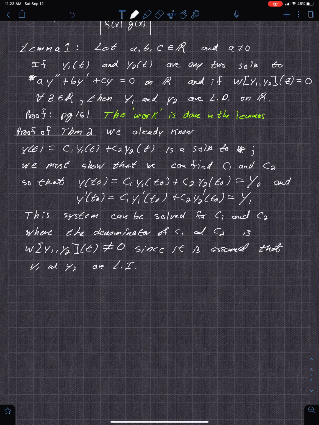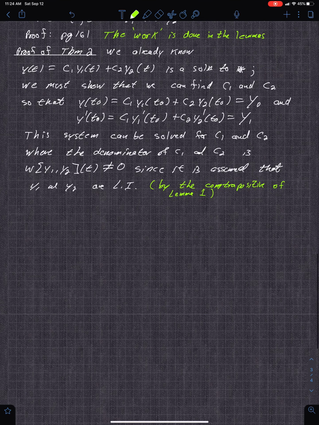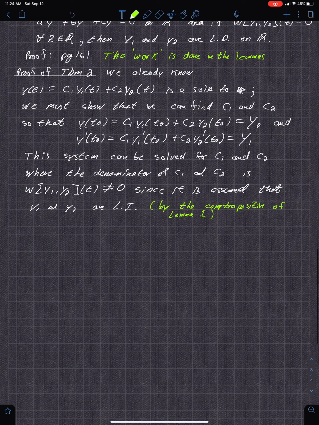Okay, so I'll just write that down here, hopefully with a little more clarity. I'll say by the contrapositive of lemma 1, which is, of course, logically equivalent. You don't have to say that, but it's not as clear.